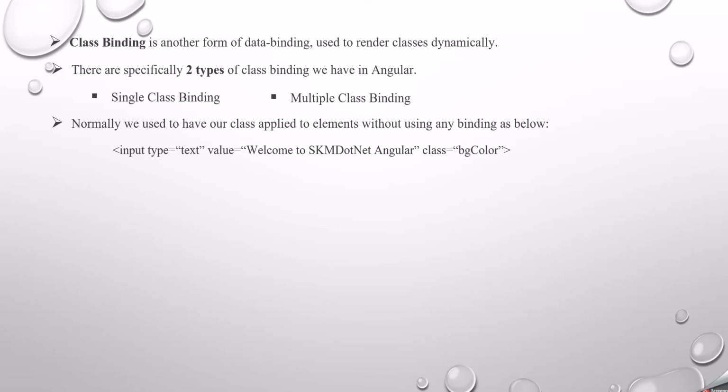There are two types of class binding in Angular. One is called single class binding, and the second is called multiple class binding. We'll discuss them one by one. But just before beginning, I want to go with the normal class binding, how we used to have it in our normal HTML and day-to-day life. Let me move into the code.